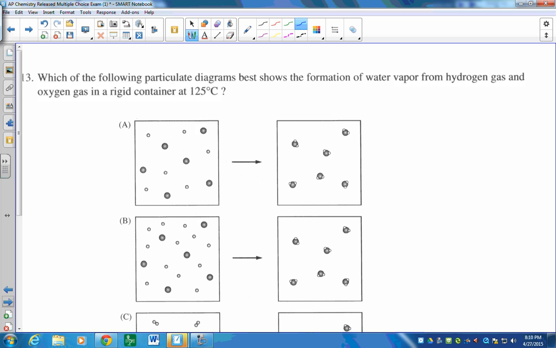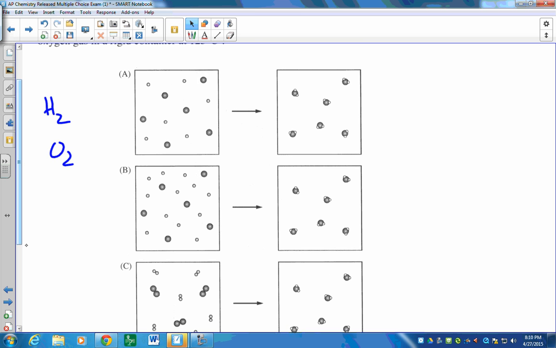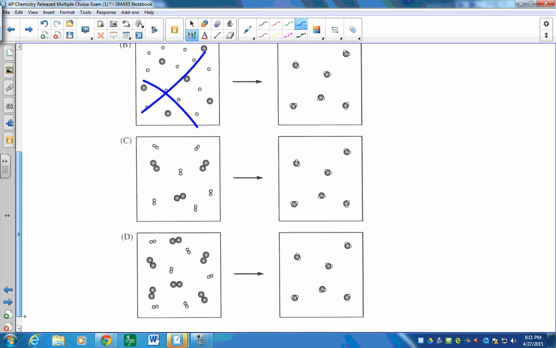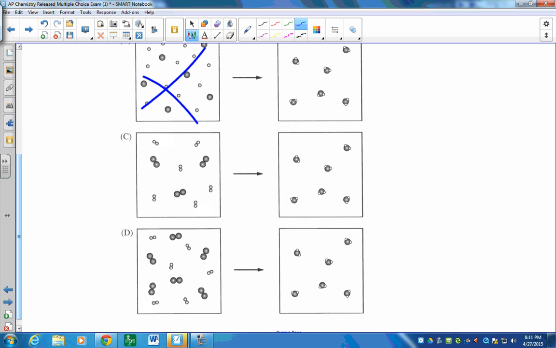Which of the following particulate diagrams best shows the formation of water vapor from hydrogen gas and oxygen gas? Okay, so here's the deal. Hopefully I taught you Brauncliffe. Hydrogen and oxygen are diatomic. So the first thing you've got to do is throw out A because it's monatomic, and B because it's monatomic. And right now that leaves C and D because they're diatomic.